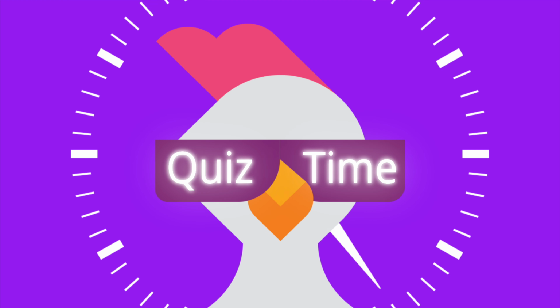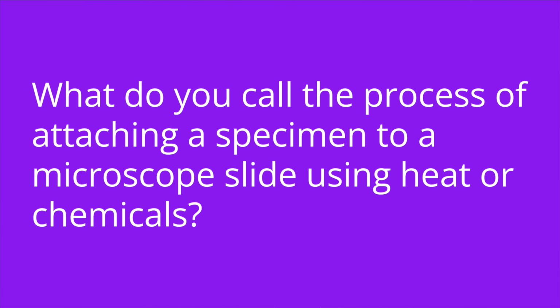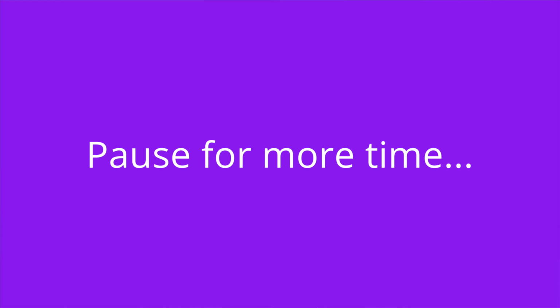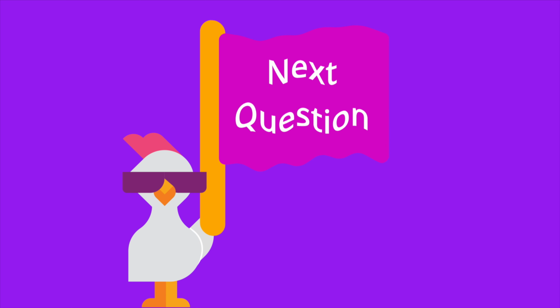All right, it's quiz time, and I have 4 questions for you. Question number 1. What do you call the process of attaching a specimen to a microscope slide using heat or chemicals? The answer is fixation.